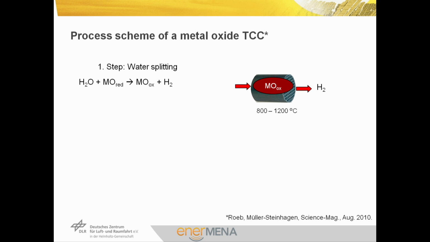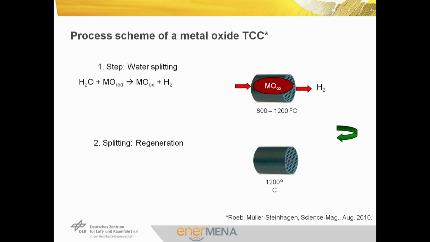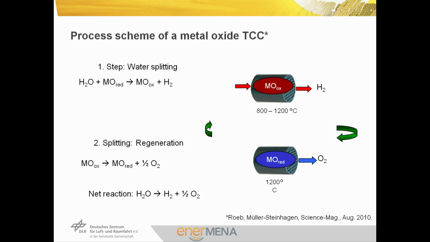Then you have to recycle your material, that is only by heating it up to 1200 degrees C. And while you do this, oxygen is released from the material and you have the reduced material again, which you then can use for water splitting again. The net reaction is only water splitting into hydrogen and oxygen. This was developed by several groups into several different reactor types. I will present you one here, the so-called hydrosol type.